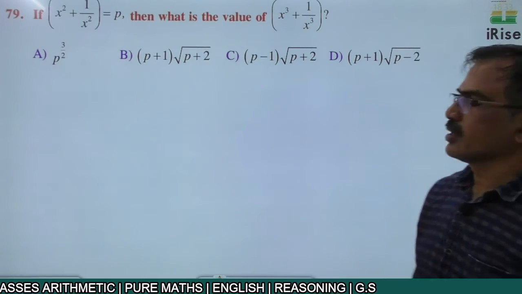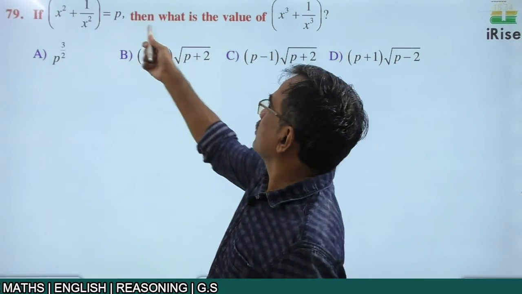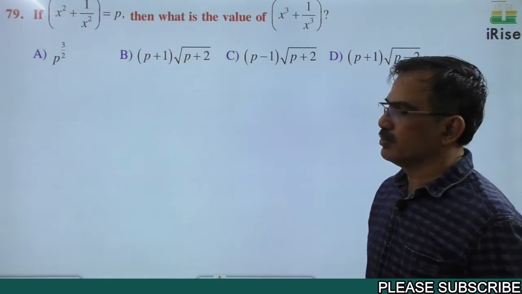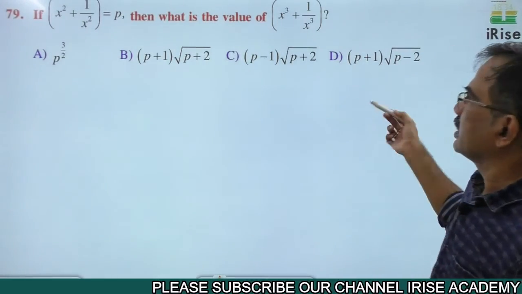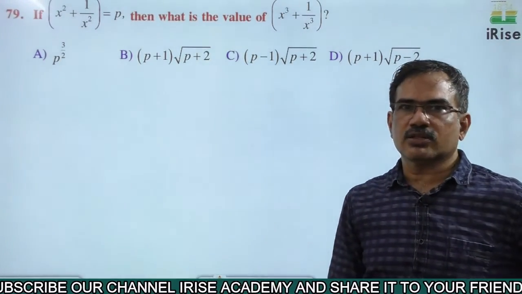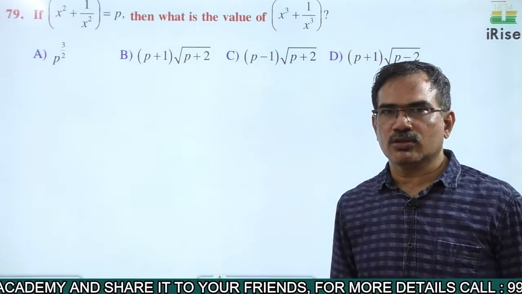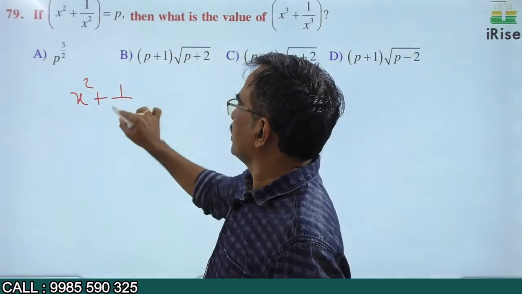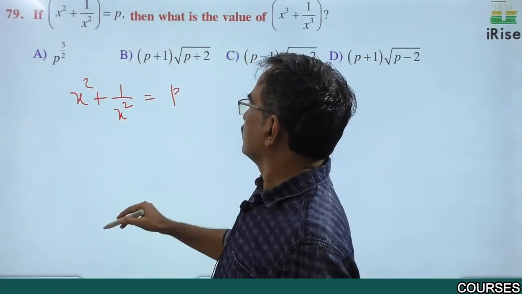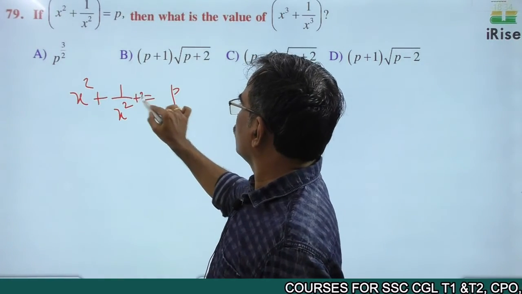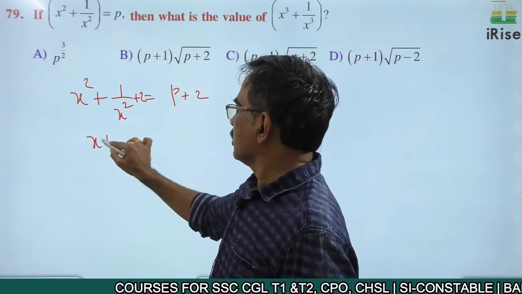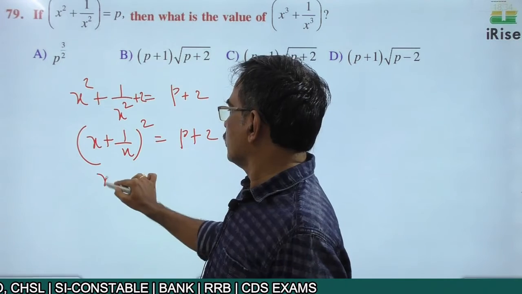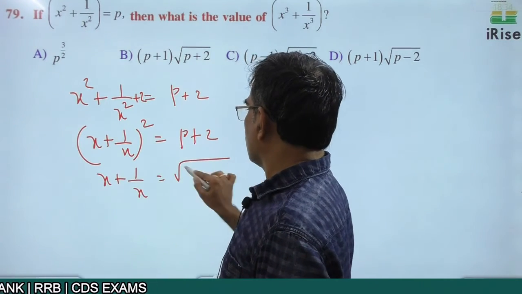Next one. If x square plus 1 by x square is p, then what is the value of x cube plus 1 by x cube? This type of question can be solved based on the p formula. If x plus 1 by x is p, x square plus 1 by x square is p square minus 2, and x cube plus 1 by x cube is p cube minus 3p. Here x square plus 1 by x square is equal to p. I want to add 2 on both sides. The left side is nothing but x plus 1 by x whole square is equal to p plus 2. So what is x plus 1 by x? Square root of p plus 2.